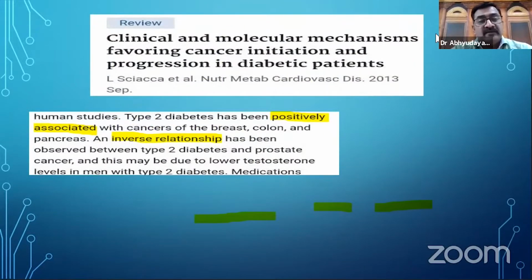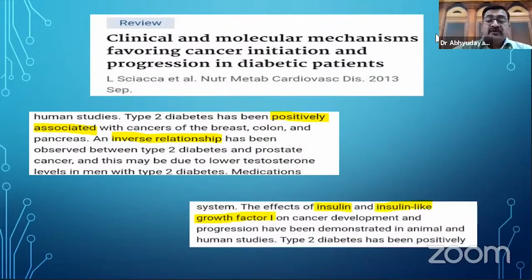Studies have shown that type 2 diabetes mellitus has been positively associated with various cancers, especially the breast, colon, and pancreatic cancers. But there is an inverse relationship observed between type 2 diabetic patients and prostate cancer. And why is this? Because we know that a lot of our type 2 diabetic males have low testosterone levels. So maybe this low testosterone level in our type 2 diabetic patients protects them from getting prostate cancer.